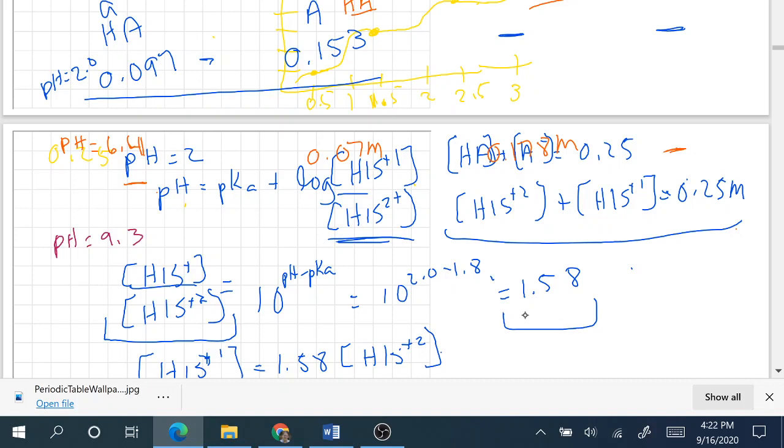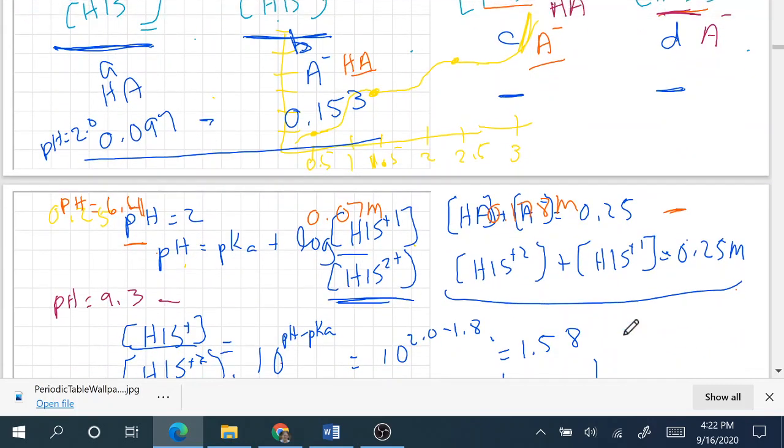Okay, so at pH 9.3, we know that species A is negligible. I'm just going to write over all this stuff with a different color. Species B is negligible. Species C is 0.111 molar, and species D is 0.140 molar.